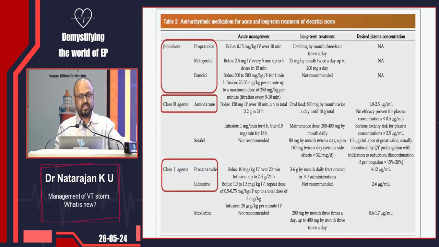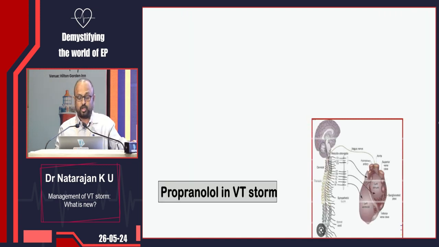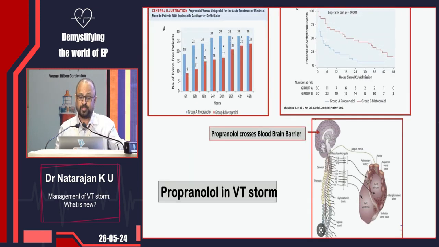Antiarrhythmic drug therapy: we have these classes of drugs, beta blockers, amiodarone. Procainamide unfortunately is not available in our country, and of course lidocaine, particularly in the context of ischemic subsets like old MI, and so on. Propranolol was found to be superior to metoprolol in a small study, and it has a physiological basis because propranolol crosses the blood-brain barrier, unlike the more selective beta blockers. So propranolol probably is theoretically superior in the context of ventricular arrhythmia storm.